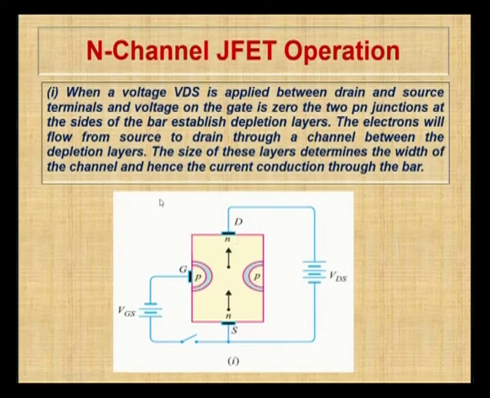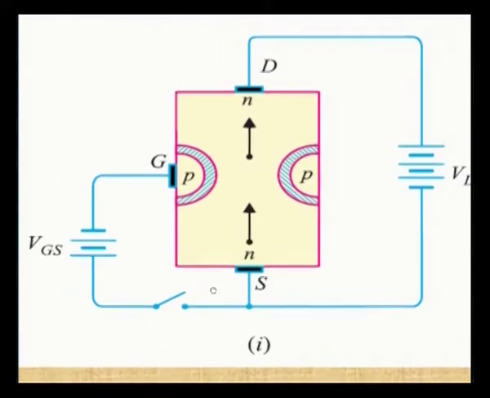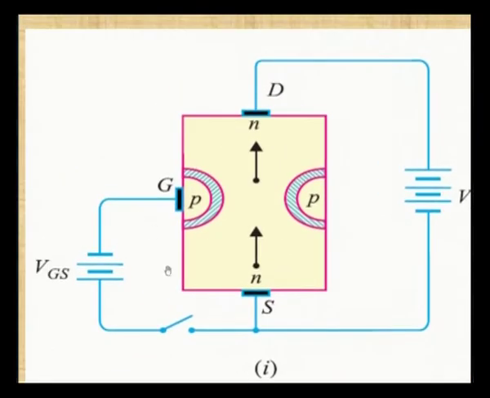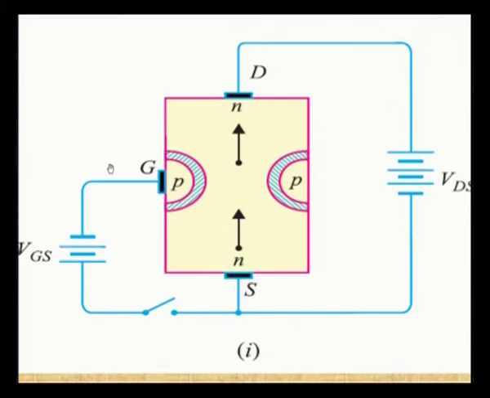Next we move on to N channel JFET operation. The circuit connection in the N channel JFET operation is like this. How we are going to bias: the gate to source voltage is always reverse biased and the current is made to flow from the drain to source. In the sense, electrons flow from source to drain. The first condition in JFET operation is when we do not apply the gate to source voltage. There will be no gate to source voltage.